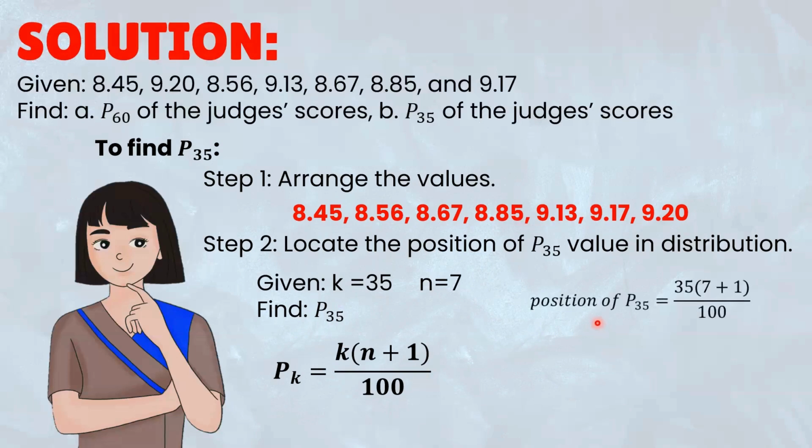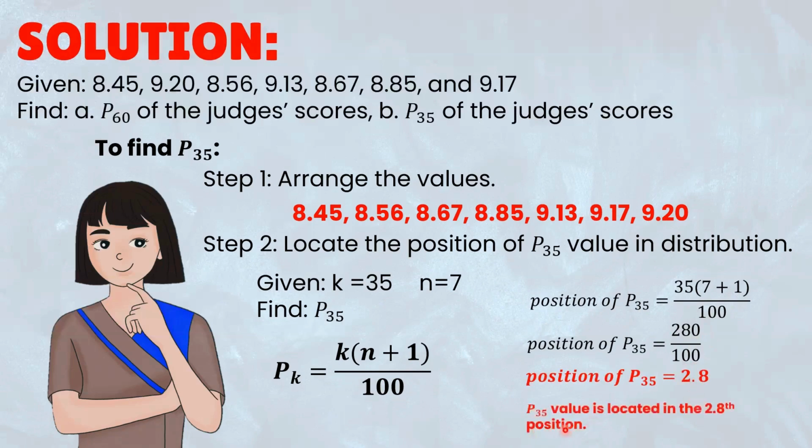So we have position of percentile 35 is equal to, we replace k by 35 times the quantity, we replace n by 7, copy the rest of the formula, plus 1 over 100. We perform the operation. So we have 7 plus 1 is 8 times 35. That gives us 280 divided by 100, that gives us 2.8. So percentile 35 value is located in the 2.8 position.